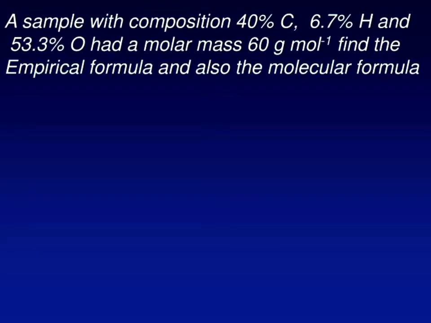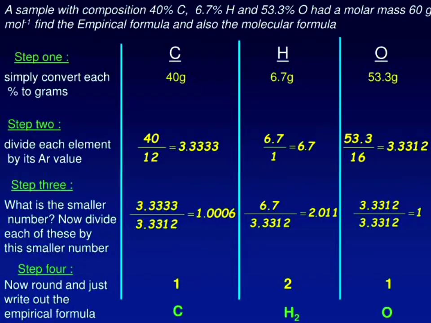A sample with composition 40% carbon, 6.7% hydrogen, and 53.3% oxygen had a molar mass of 60 gram mole inverse. Find the empirical formula and also the molecular formula. There are 7 steps involved to solve these kinds of questions. We will deal with them one by one.